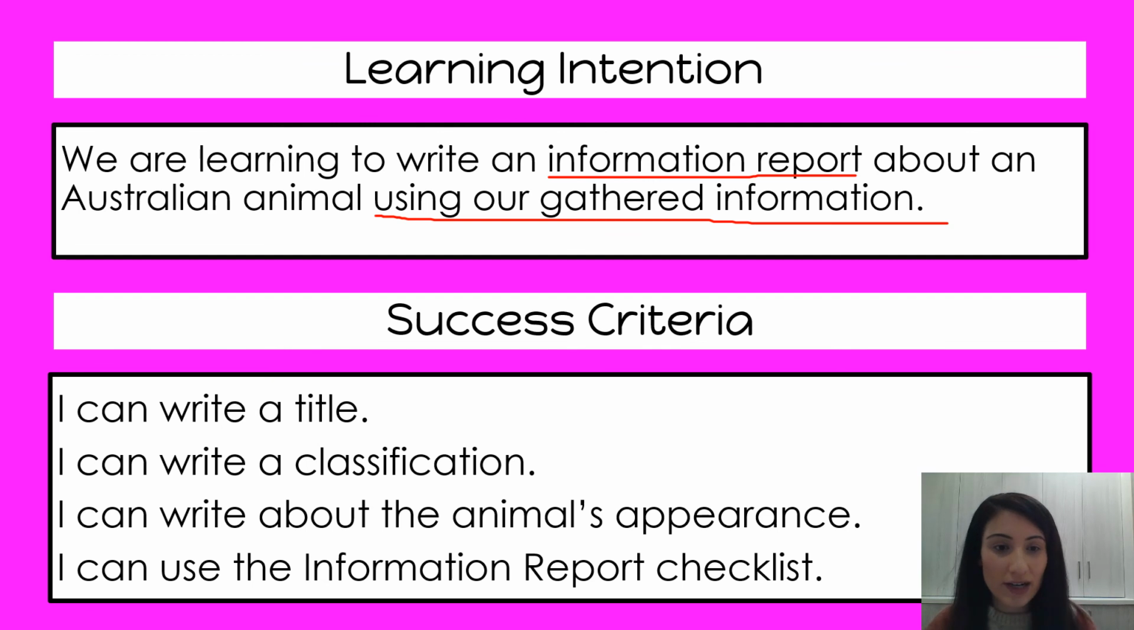Here's our success criteria. I can write a title. We've got that. That is the title at the top of our page that tells our reader what our report is going to be about. I can write a classification. We did that as well. I can write about the animal's appearance. We did that. And I can use the information report checklist. We did that at the end too.